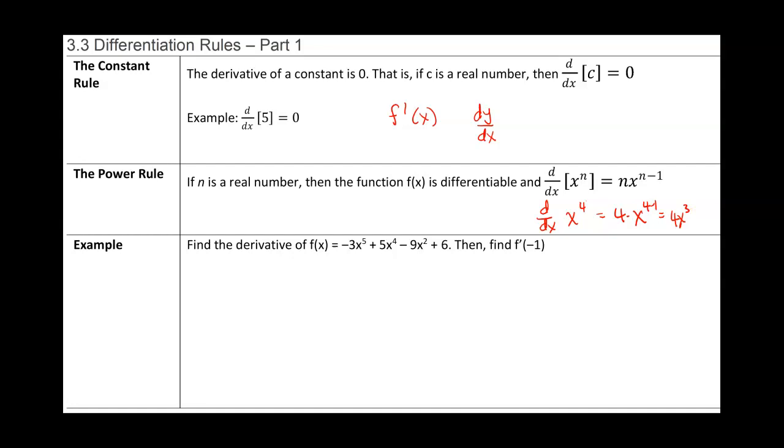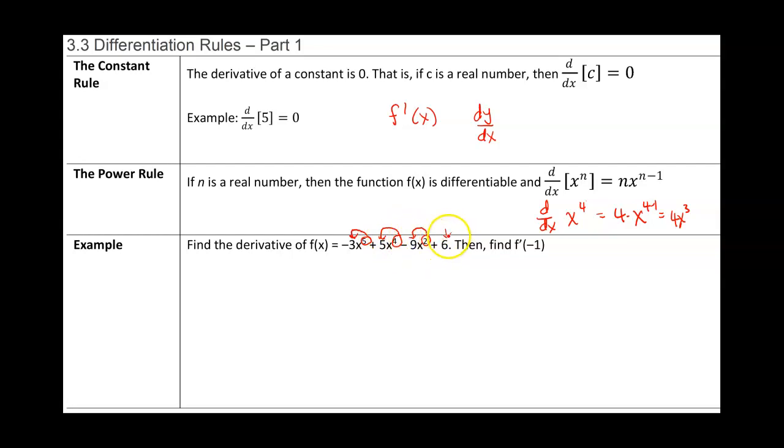And we're going to be using this rule quite often in calculus and beyond. So for example, the first problem here says find the derivative of the function negative 3x to the fifth, and so on and so forth. So by the rules of differentiation, the 5 is going to come down. Now in this case, we have a negative 3, which the 5 is going to multiply with. Same thing with the 4, it's going to multiply with the 5. Same thing with the 2, it's going to multiply with the negative 9.